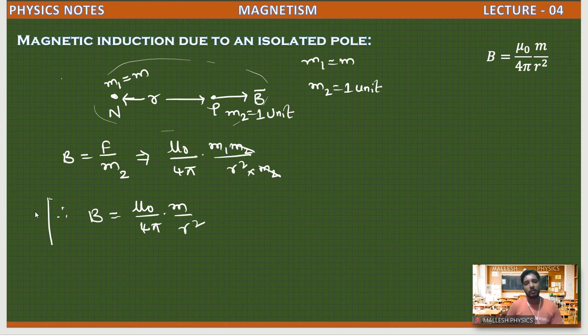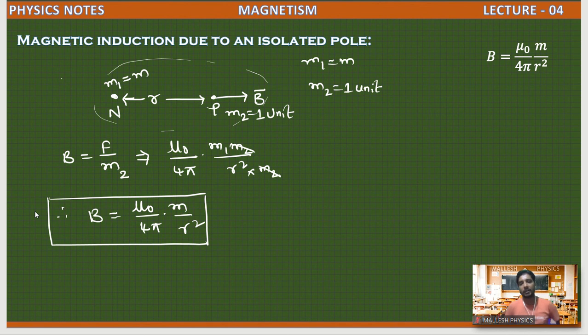This is the formula which we can use to calculate magnetic field strength or magnetic induction at a given point inside the field. Direction is very important here. Due to a north pole, the magnetic field strength or magnetic induction acts away. Due to a south pole, it acts towards. So this is the direction of magnetic induction, and this is the important formula, the magnetic field strength B is equal to mu naught by 4 pi into m by r square. Okay, thank you.